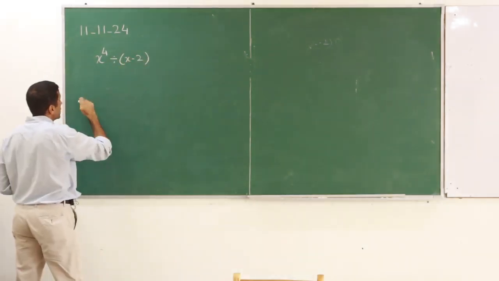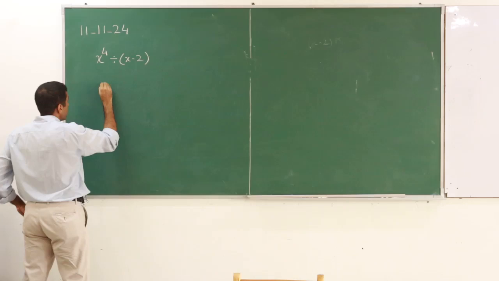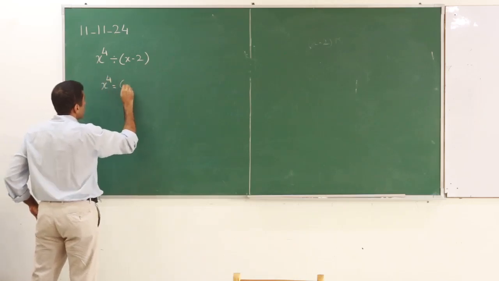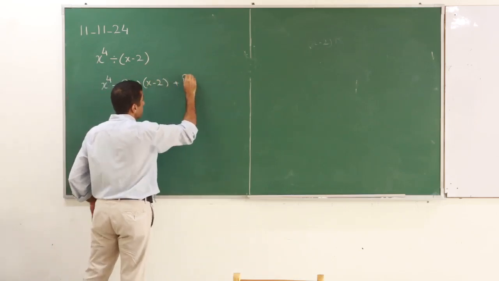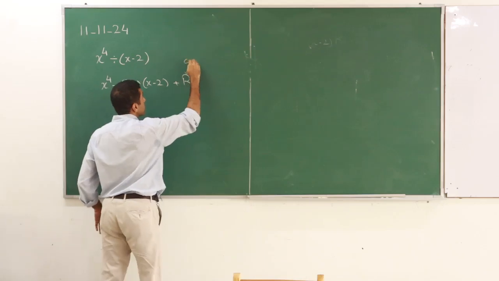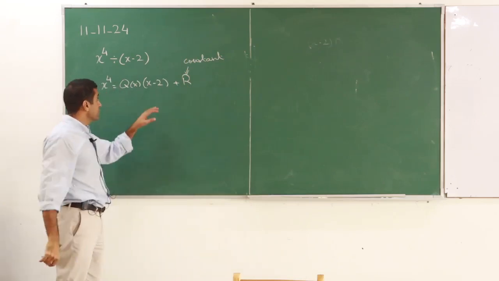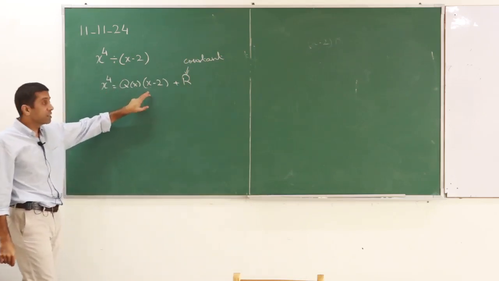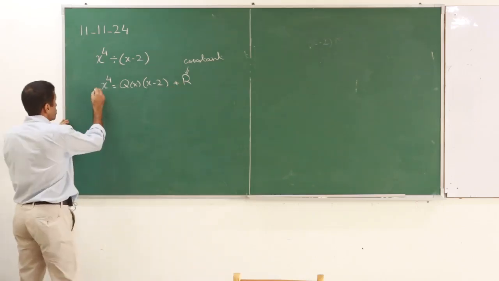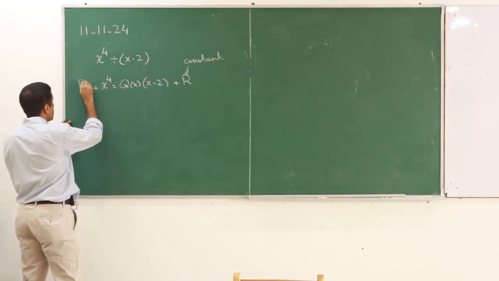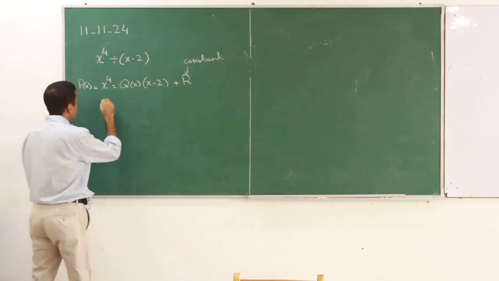If we want to do something like that, we know by our previous theory that x to the fourth can be written as some quotient multiplied by x minus 2 plus a remainder, and this remainder will be a constant because we know that the remainder always has degree less than the divisor, and the divisor has degree 1, which means the remainder should have degree 0, which means it's a constant. So now we have this polynomial p of x equal to x to the fourth, which is equal to this.